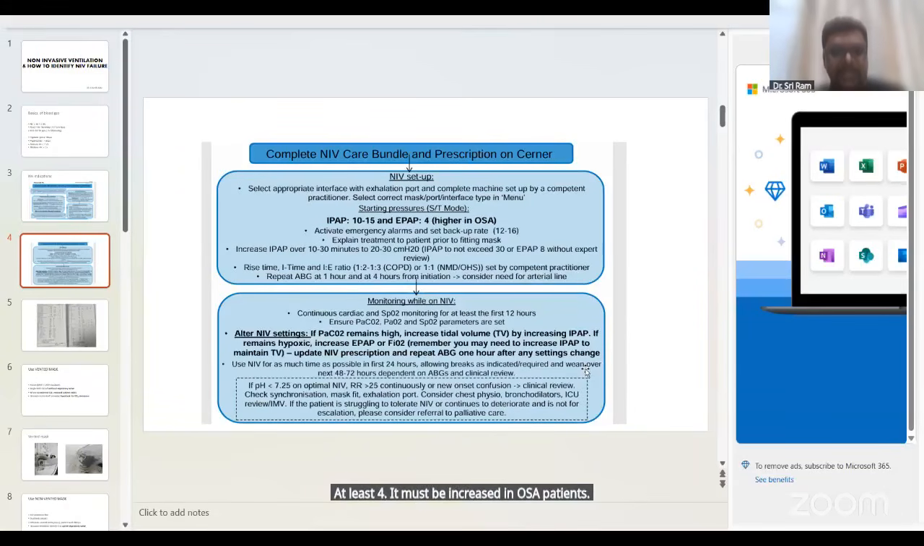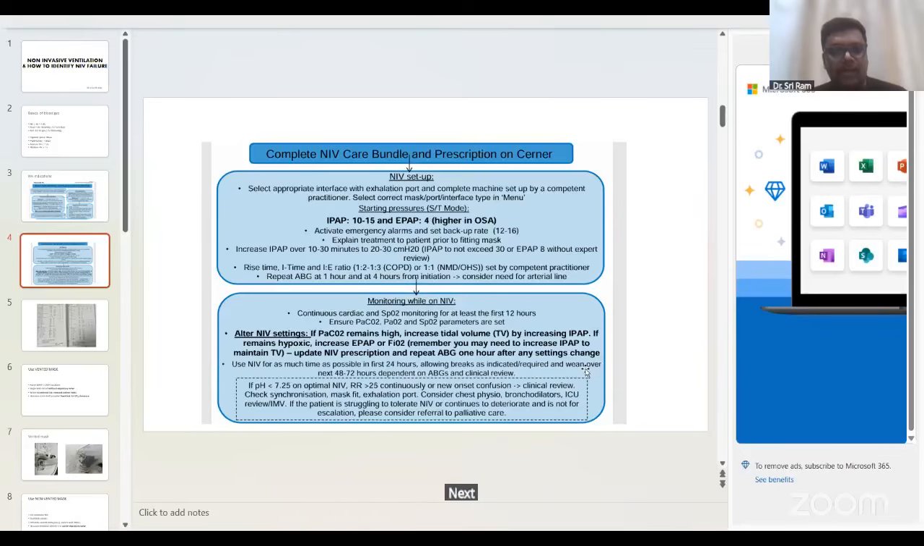Next, activate emergency alarms and set the backup rate around 12 to 16. Explaining the treatment to the patient prior to fitting the mask is a must. We need to reassure them before putting them on NIV. Most of the time, it will be a challenging task for our ER physicians.